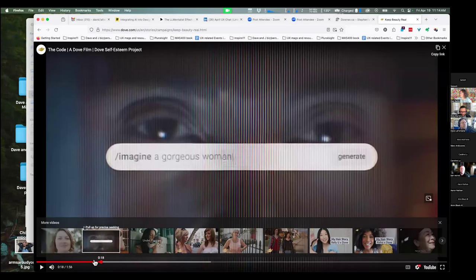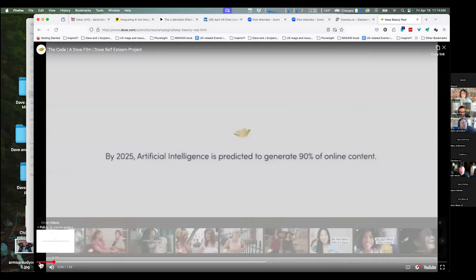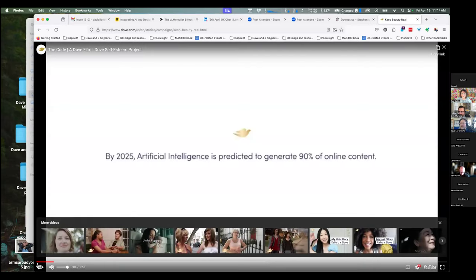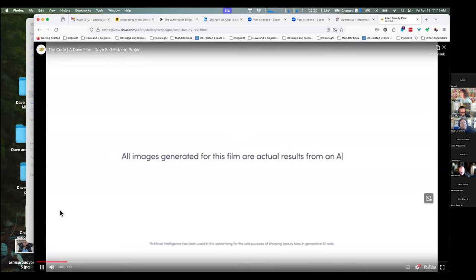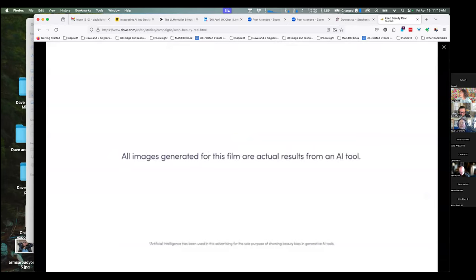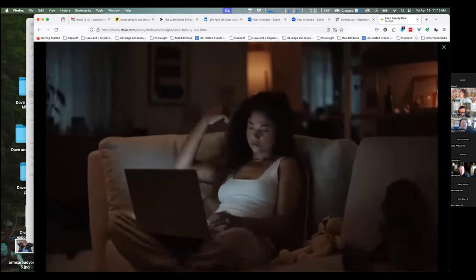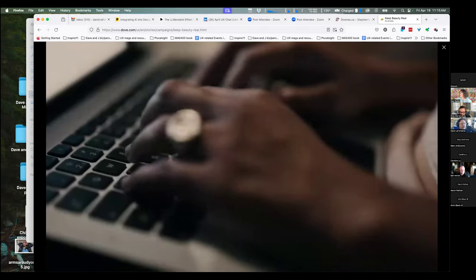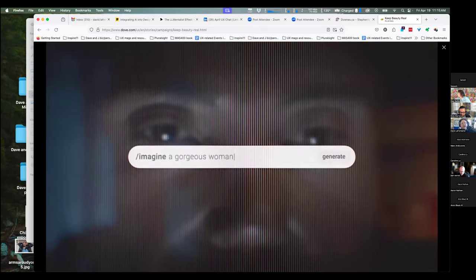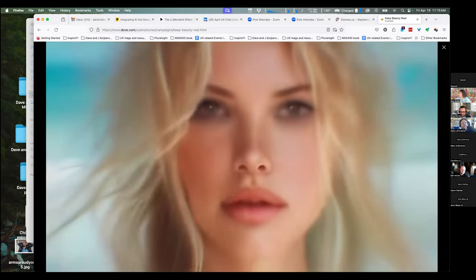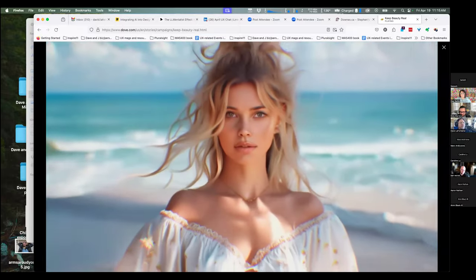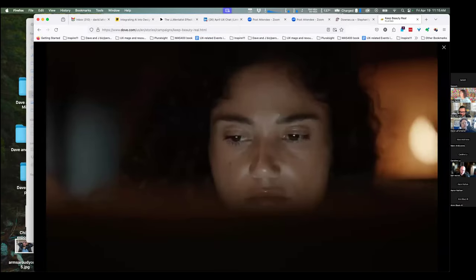Okay. Yep. All right. So this is Dove's attempt to say, because artificial intelligence is going to be generating all this online content, what are the initial effects of this? And these are things that AI has done. And what's the effect of having this kind of AI response? This is what AI thinks a gorgeous woman should look like.